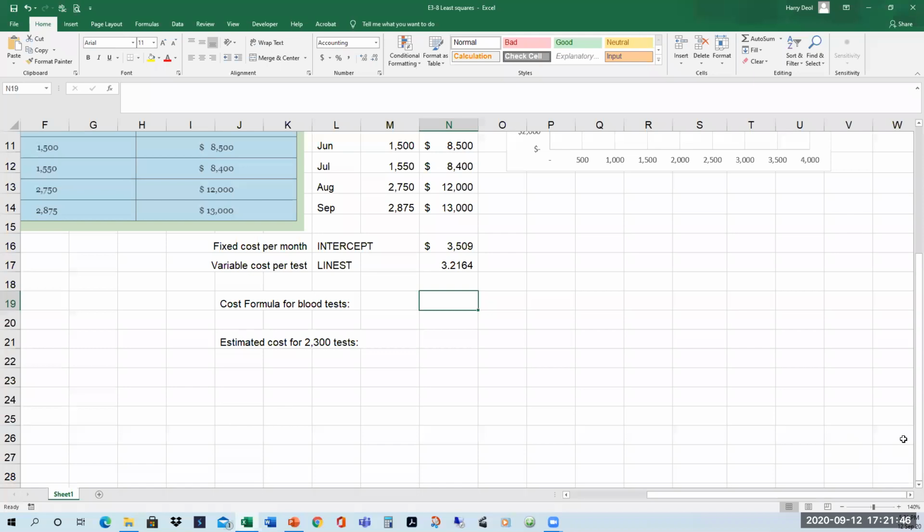So my cost formula then, Y equals the intercept, which is the fixed cost portion, 3,509, plus the variable cost portion, 3.2164x.